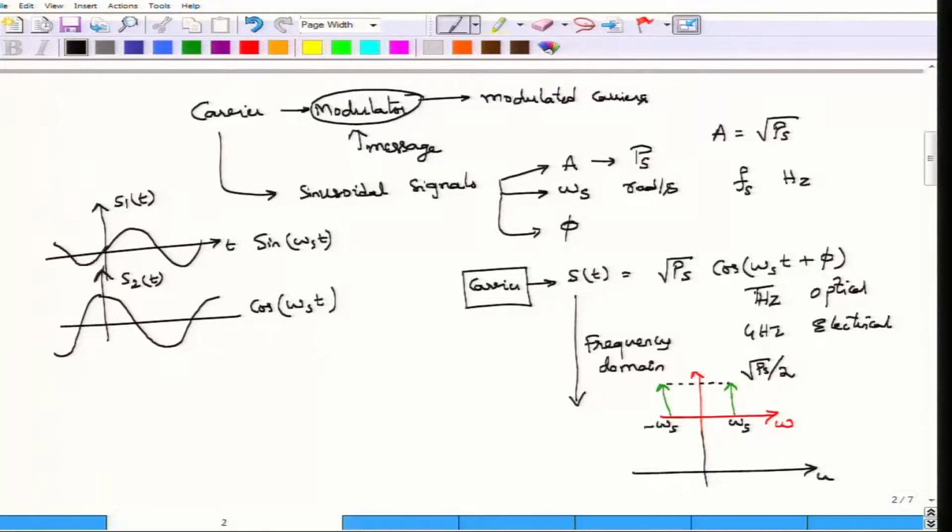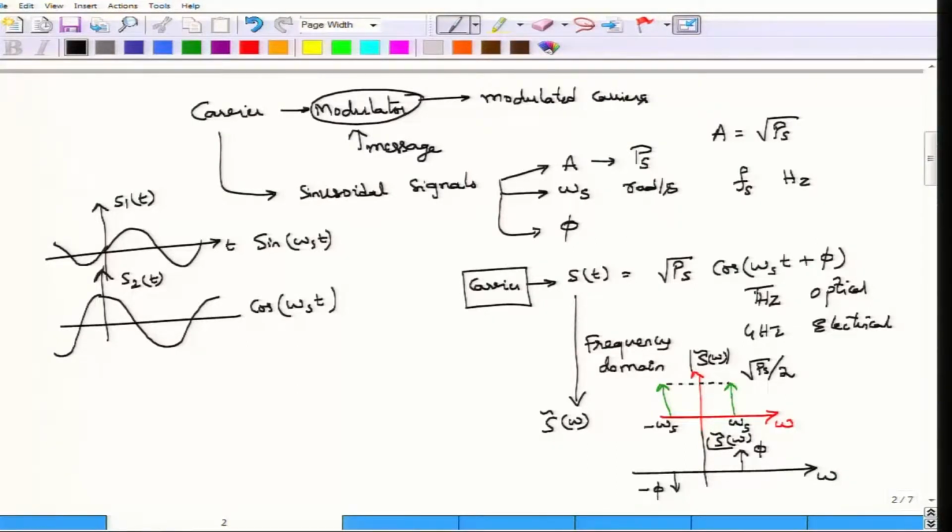So, if you look at the phase of the Fourier transform of S of t, let us call the Fourier transform S of omega. This would represent the magnitude of S of omega, and if you now look at the phase of S of omega, you would see that this one has a phase of phi and this one has a phase of minus phi.